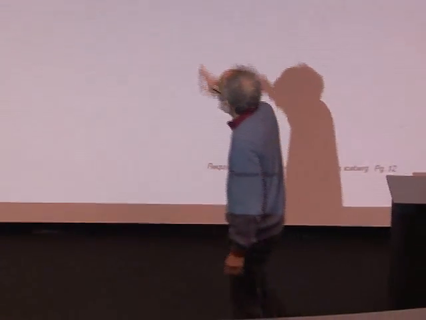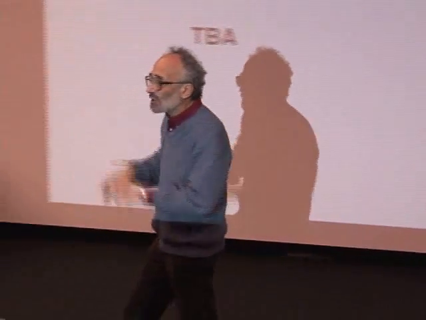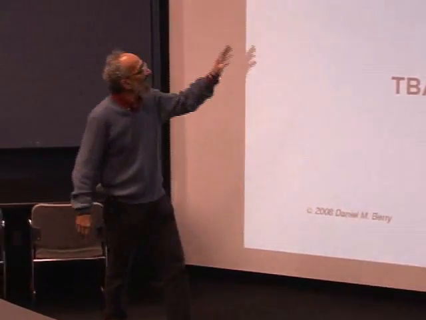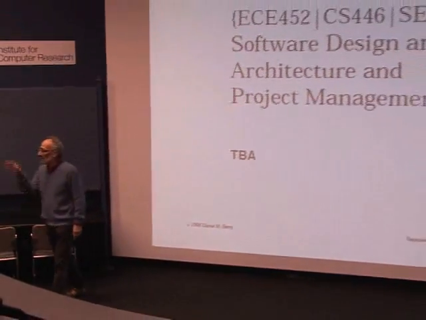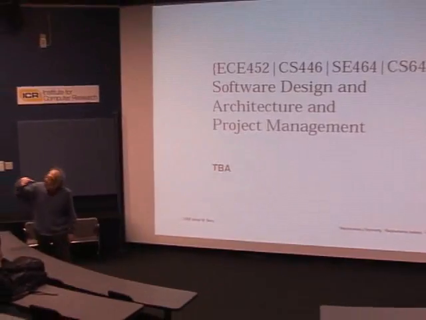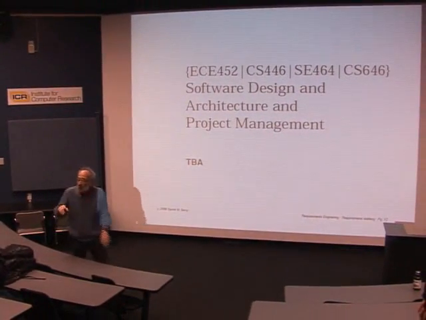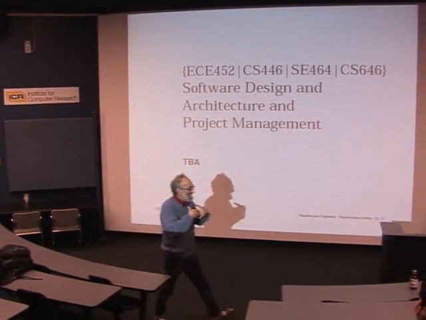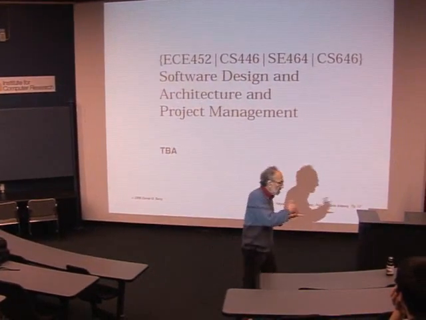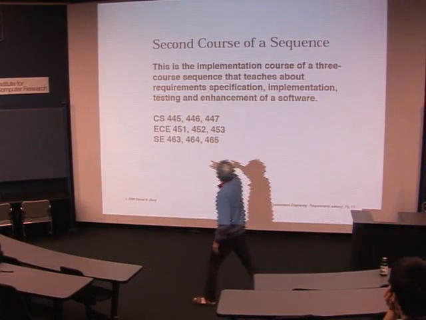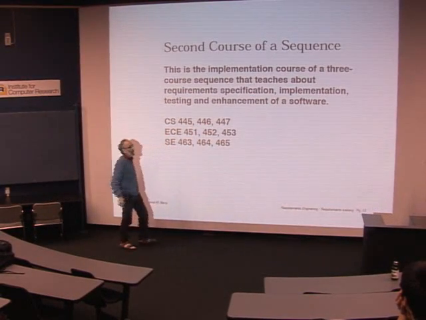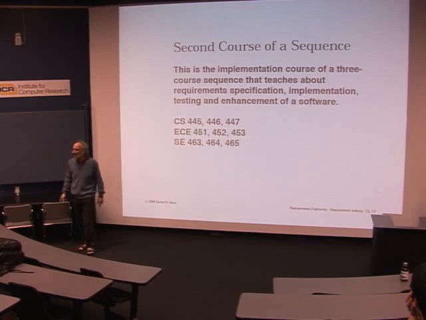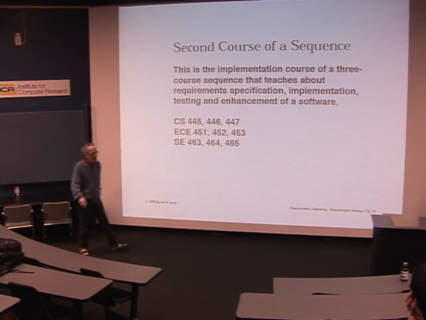Now, this is about the second course, CS 446. Its title is Software Design and Architecture and Project Management. It usually follows requirement analysis in a normal life cycle. So that's in fact why it follows. So this course has three names depending on which department you're in. We're in CS, so we're taught 436.